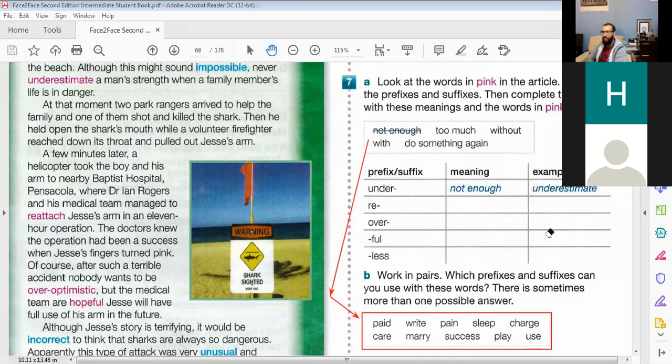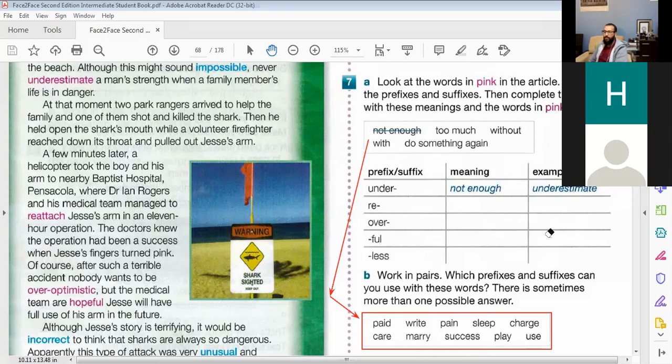Sleep. Sleepless. A sleepless night. Correct. But you can also use another two from this list. Sleepful? Not sleepful. No. Oversleep. Yes, exactly. So if you wake up late to work, maybe your friend will say, "Why are you so late?" You say, "Oh, I overslept." So oversleep is correct.